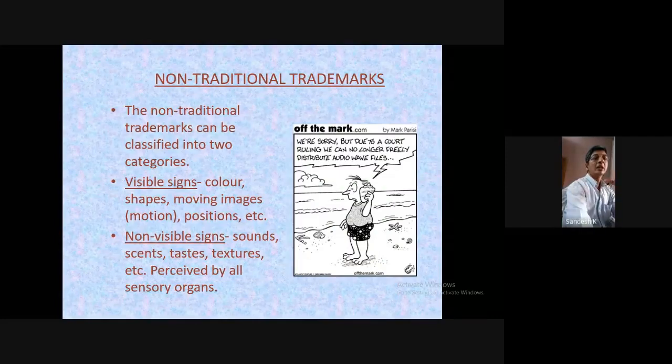Okay, next. Certain food products, especially Maggi, are non-visible; this is not a traditional trademark. Any chocolate you buy in the market throughout the country, the Cadbury Dairy Milk, will have the same taste and same scent. That itself is a trademark for that particular company. Or it could be texture, moving images, or color.